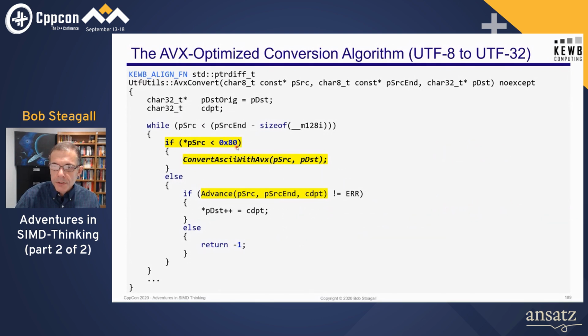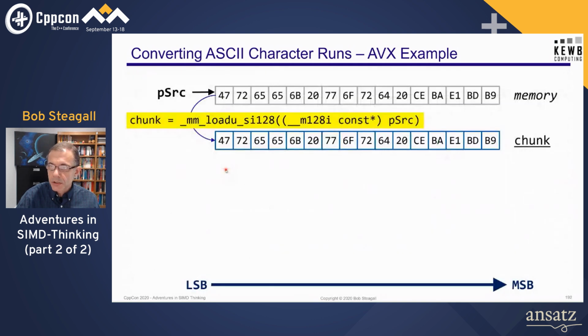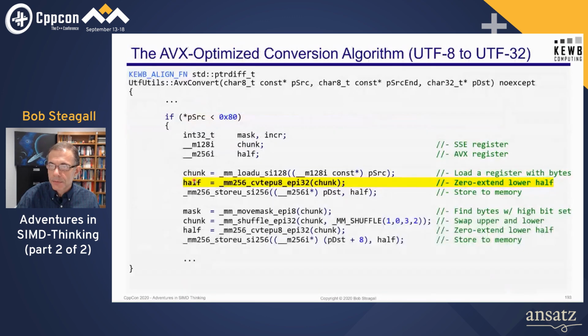So here's my P source. All right, now I'm going to expand this macro. Here's P source, and here's the code. I've got the mask and the increment again. I've got my chunk register. I've got another register that I call half. But this register is an AVX2 register. It's twice as wide. So I'm going to load the same 16 bytes of data into chunk. So there's my memory location. I'm loading it into chunk.